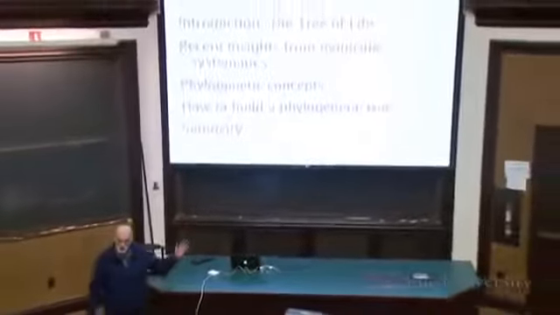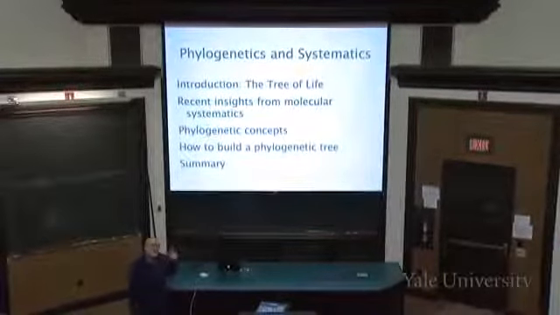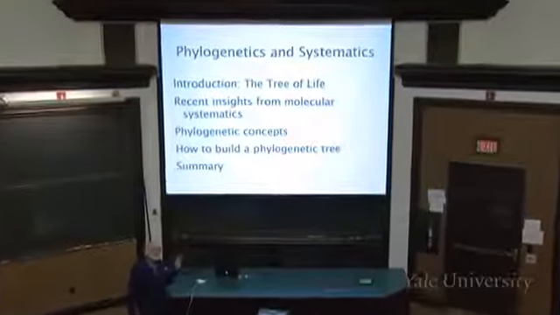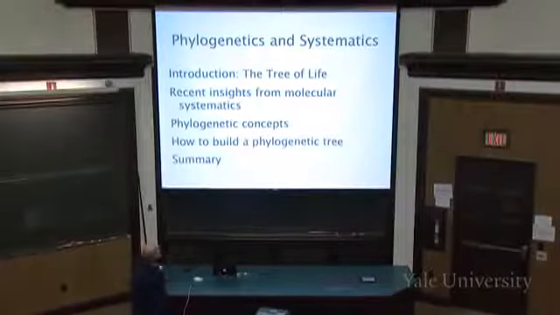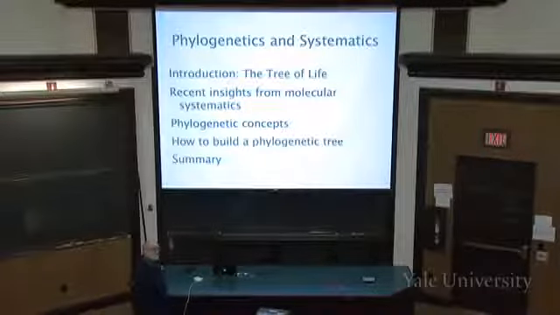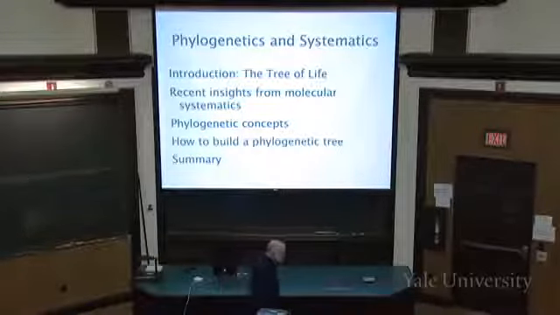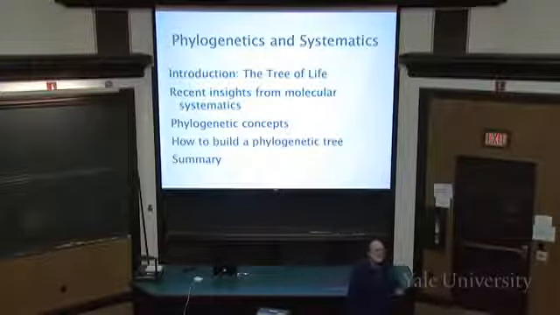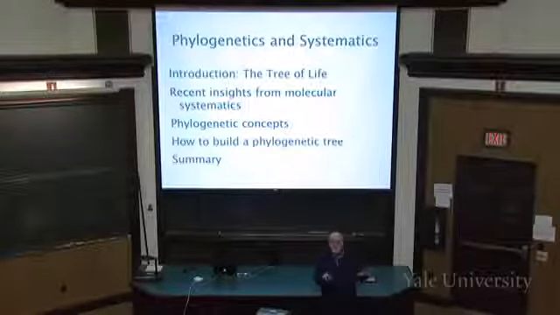Very good. So today we're going to talk about phylogenetics and systematics, and the lecture has this kind of structure. I'll remind you of what the tree of life looks like. Then I will motivate the lecture basically by giving you some surprising recent results from molecular systematics. And then I will go into basically what phylogenetic concepts are and how to build a phylogenetic tree. I won't do this in great detail, but I hope I do enough of it so that you at least have a good feel for the issues that are involved when you do this.